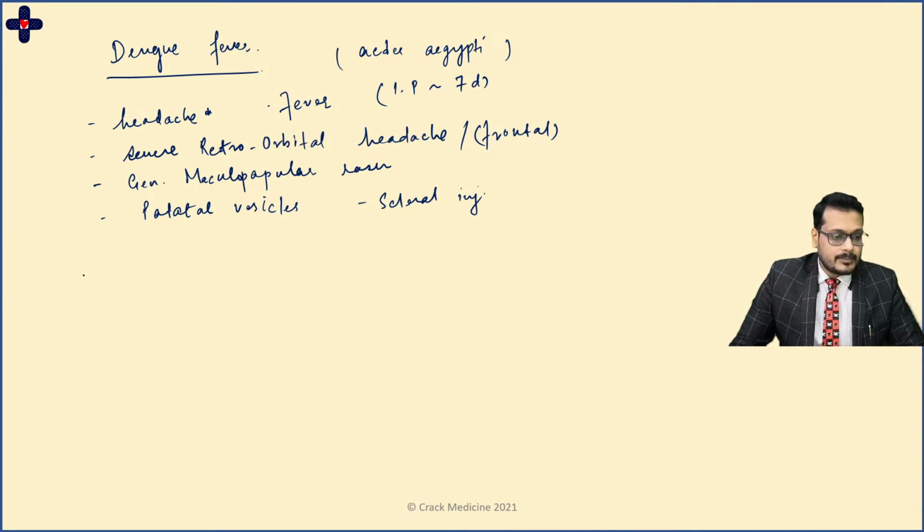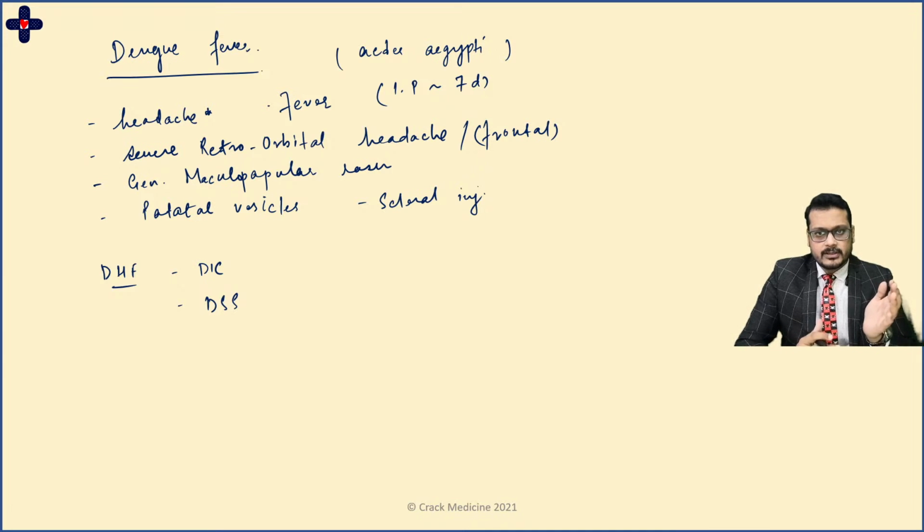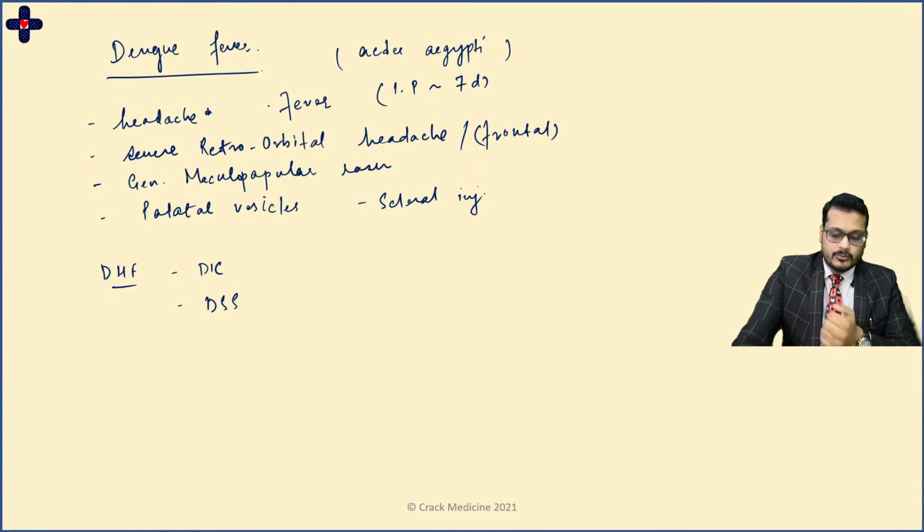The complicated versions of dengue fever are dengue hemorrhagic fever. This gives you a picture like DIC, and it also gives you a picture of dengue shock syndrome, DSS. As you have read in the question, breakbone fever, that's why it's called, because it gives that pain. Whenever you're confused between chikungunya and dengue fever, please go have a look at the platelets and you will get your answer.